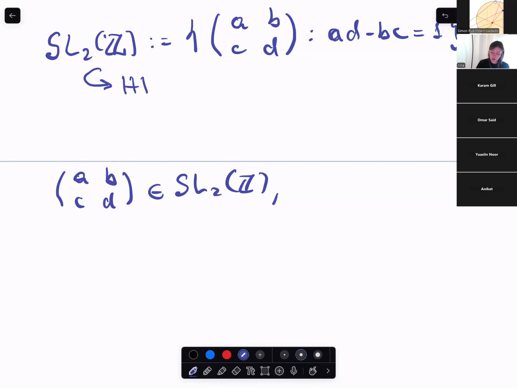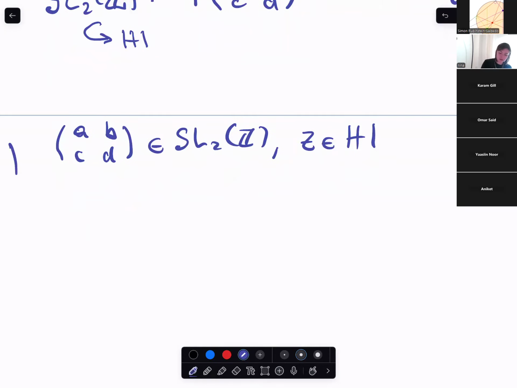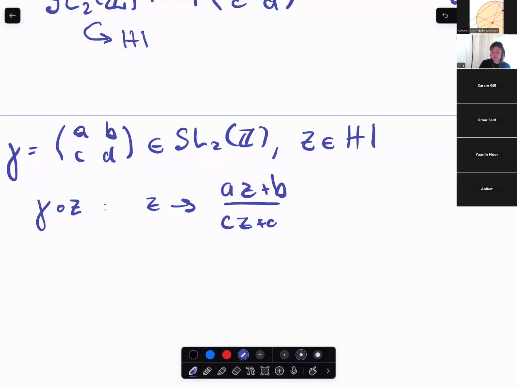and we have a point Z in H, then we can define, let's call this gamma, an action of gamma on Z given by Z going to AZ plus B divided by CZ plus D. So that is called the Mobius transformation.